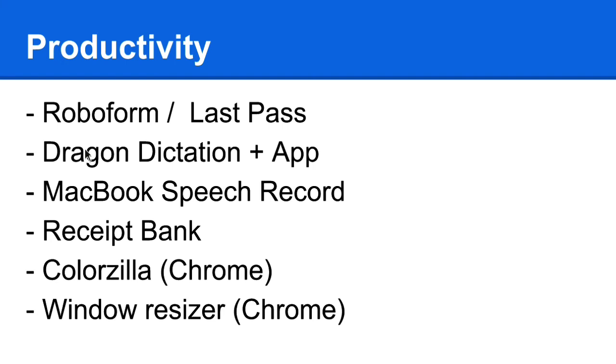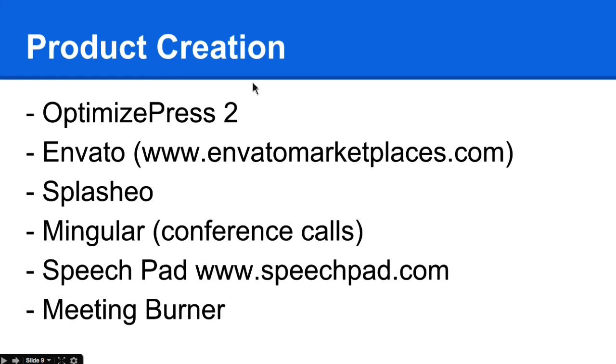Colorzilla is an app I use in Chrome. It allows me to pick any color from any website that I'm on. Great little app. Same with Window Resizer. I use this for resizing windows to make screencasts, okay? So really cool little extensions for Chrome. Colorzilla, Window Resizer.